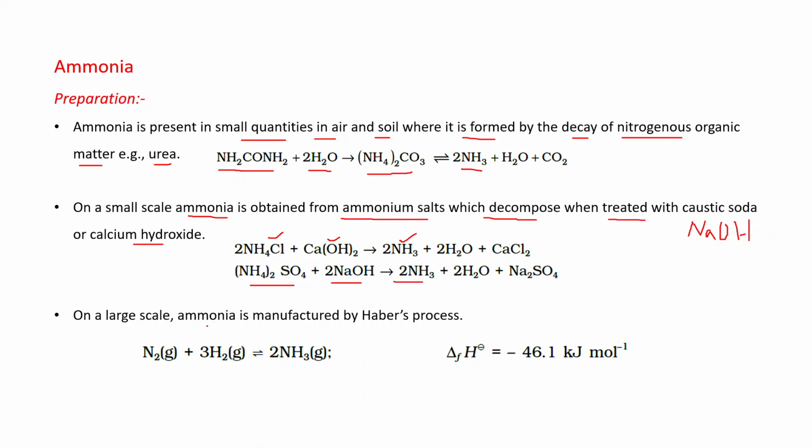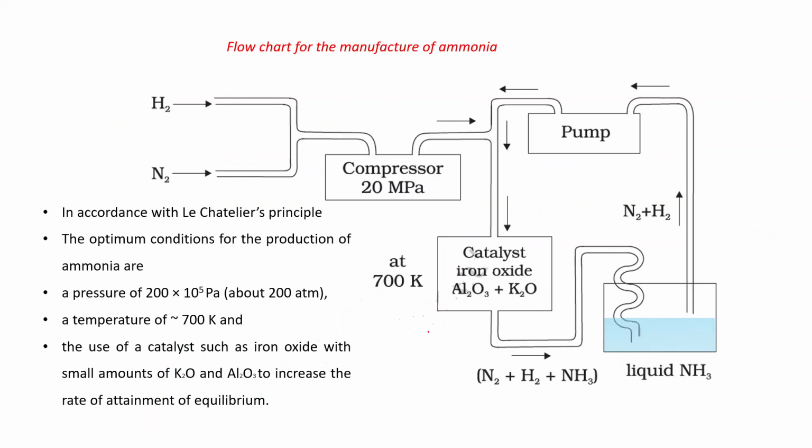And on a large scale, as we already discussed, it is manufactured by the Haber process. And this is the setup for the Haber process. Flow chart for the manufacture of ammonia.